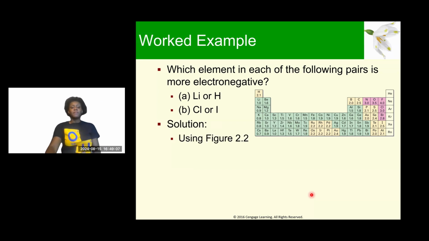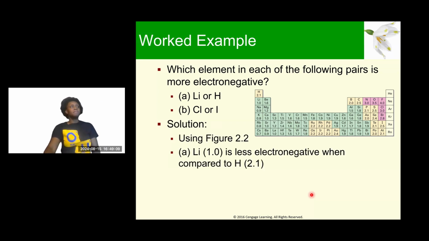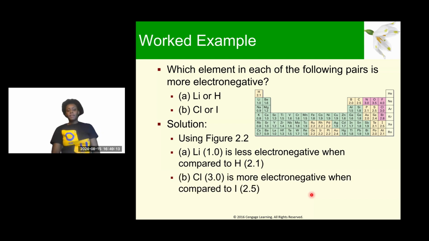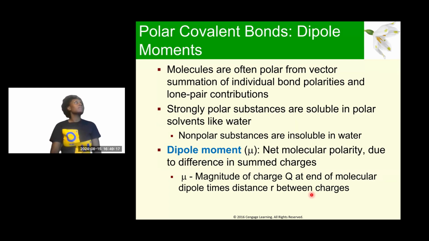Good job. All right. So molecules are often polar from vector summation of individual bond polarities and lone pair contributions.